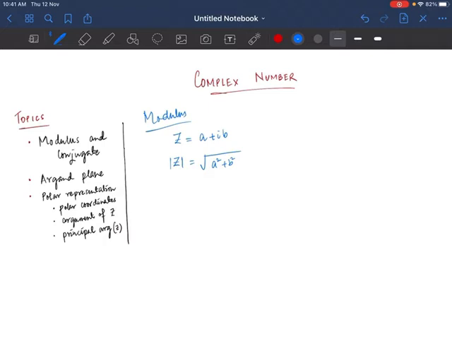Now why we are getting to this, I will tell you after teaching you about Argand plane, but for the moment just remember this one. The formula of modulus is root over of a square plus b square. This is what modulus is.